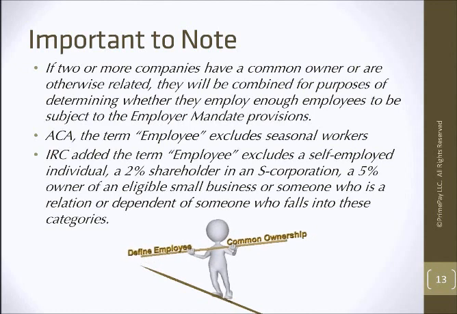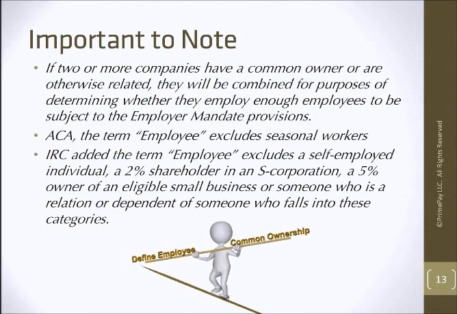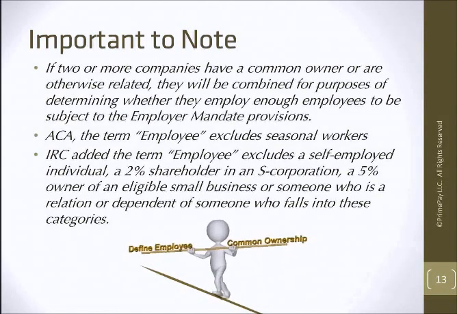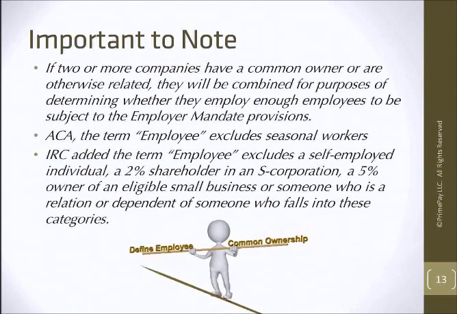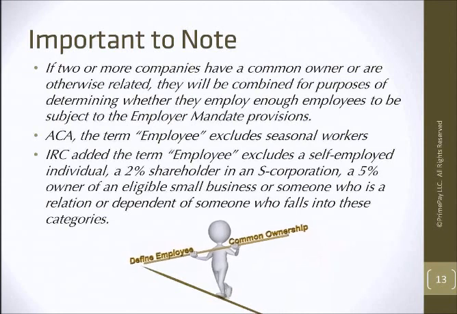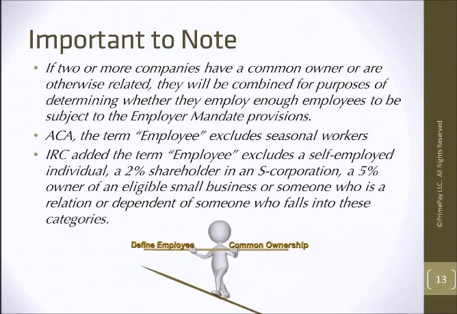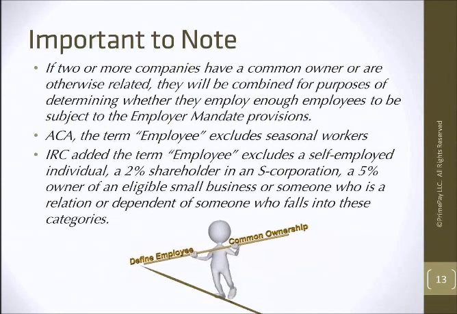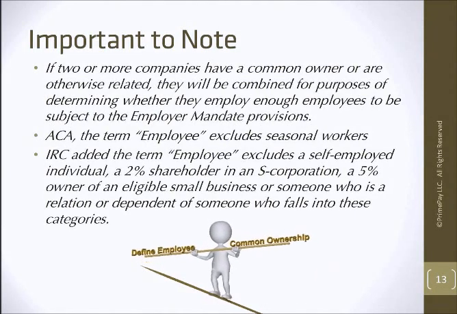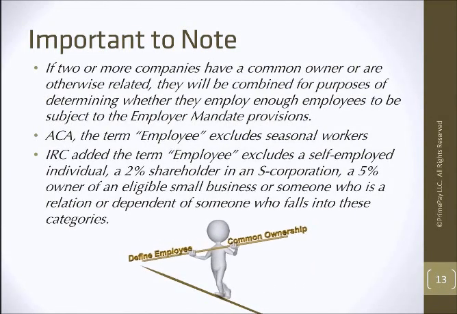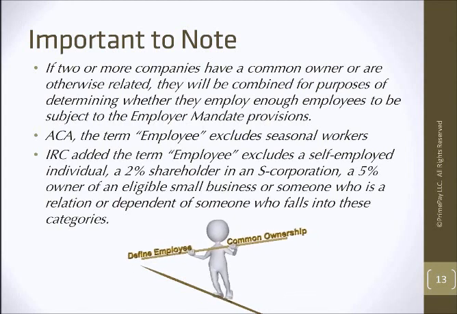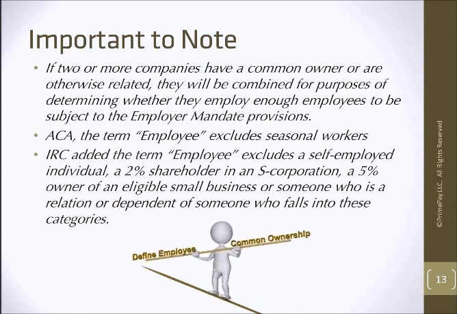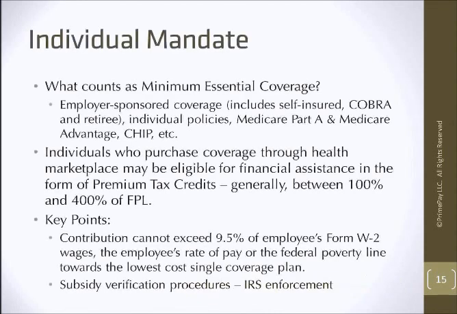A couple exclusions that I want to mention. Under the ACA, the term employee excludes seasonal workers, so that is if they do not work at least 120 days. They've also excluded, from the term employee, a self-employed individual, a 2% shareholder in an S-corp, a 5% owner of an eligible small business, or someone who is a relation or dependent of someone who falls into these categories, like a spouse or a dependent of some kind.